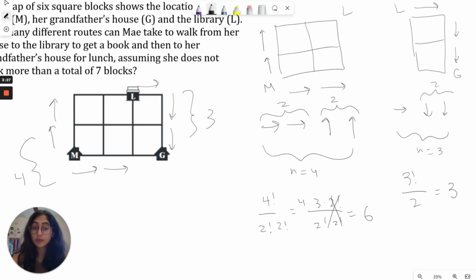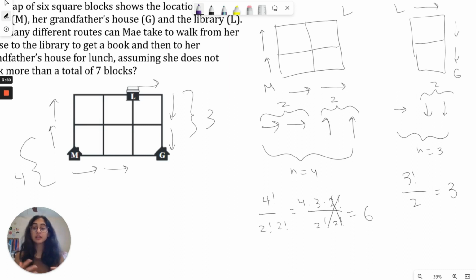So there's 3 different ways for May to go from the library to her grandfather's house, or we could probably just count them, since it's not a lot. It can be like this, 1, this, 2, or that, 3. But in any case, there's 3 different ways. And so for each way that May goes from her house to the library, there's 3 different ways to go from the library to her grandpa's house.